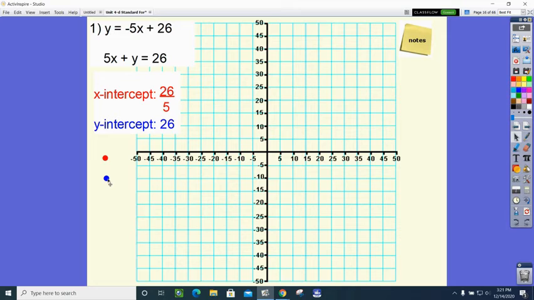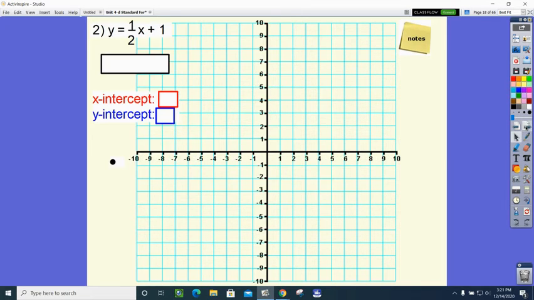Now the y-intercept's the easier one here. I had to change my scale to make it work, so, right about there. Now this, here's a case where we can't leave it as improper. So 5 goes into 26 5 times. So it's like 5 1/5. So a little past the 5, right? Just barely past the 5. And then I'm going to pick up my ruler, connect the 2 points, and there is my line. Don't forget to put your arrows on your line. It's not a segment, it's a line.